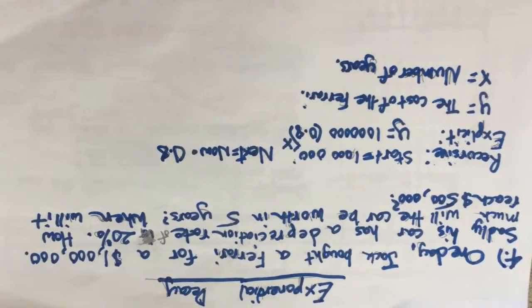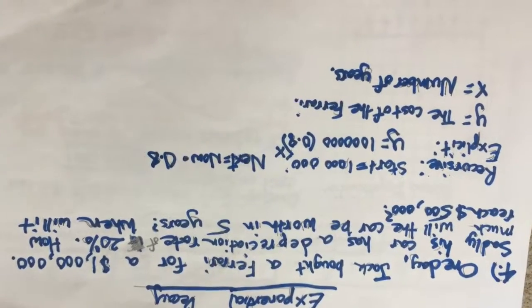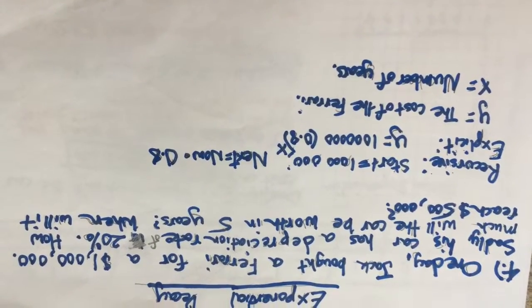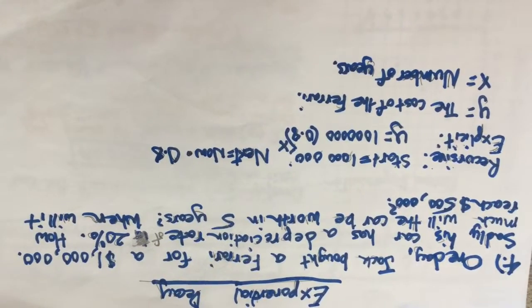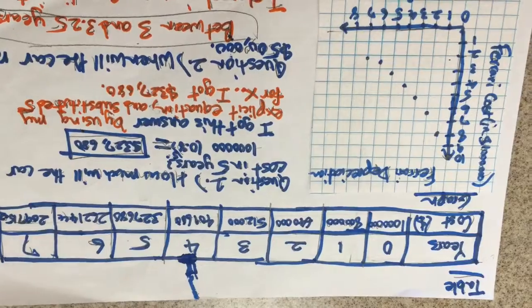The recursive equation start is equal to a million and next equals now times 0.8. And the explicit equation is y is equal to a million times 0.8 to the x power. The y is equal to the cost of the Ferrari and x is equal to the number of years. This is my table right here, and this is my graph.